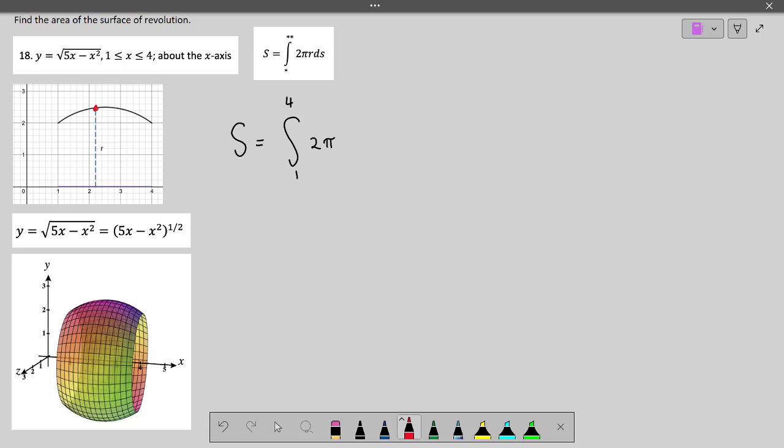When we substitute for the radius, is it clear to everyone that we are just replacing the r with the function? We're rotating around the x-axis, so that radius is just the function. The function is measuring the distance to the axis of rotation. And then we need to take a derivative. It's going to look pretty messy, right?